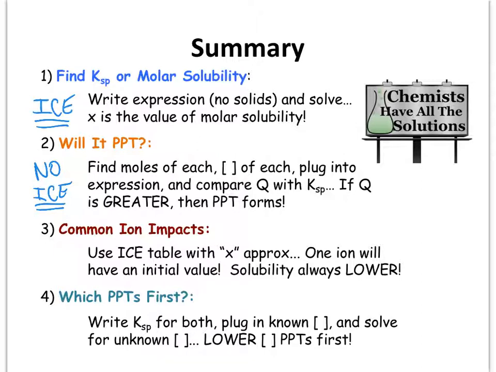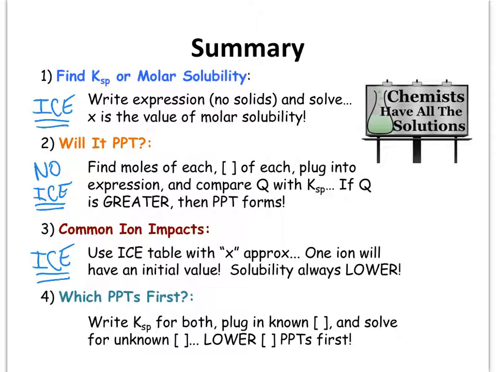We also have common ion type problems here. Again, common ion problems are very similar to molar solubility problems, so you do use ice tables here. You are allowed to use the X approximation where we can cancel out our added value of X because usually these have a very low KSP. The only difference here really is that one of your ions in your ice table will have an initial value. That changes the problem a little bit, but otherwise it's pretty similar. And the solubility of the substance you're dealing with is always lower because of the addition of a common ion.